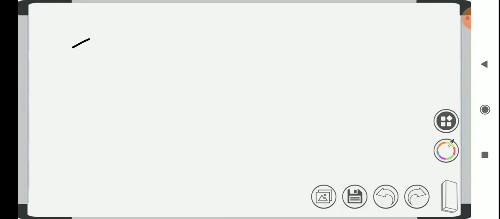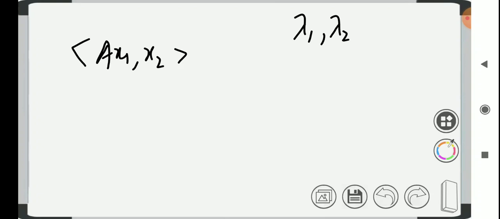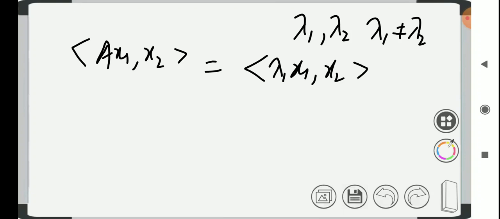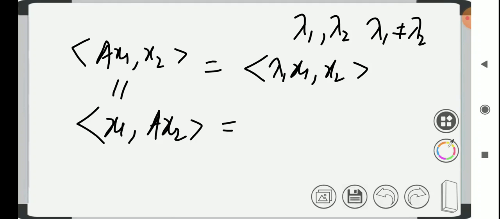We have the inner product of Ax1 with x2, where x1 and x2 are the eigenfunctions corresponding to lambda 1 and lambda 2, where lambda 1 is not equal to lambda 2. It will be equal to lambda 1 times the inner product of x1 with x2, but this allows us to jump to the second coordinate because A is symmetric, therefore we have x1 with A times x2, which is equal to x1 with lambda 2 x2, where lambda 1 and lambda 2 are the corresponding eigenvalues.